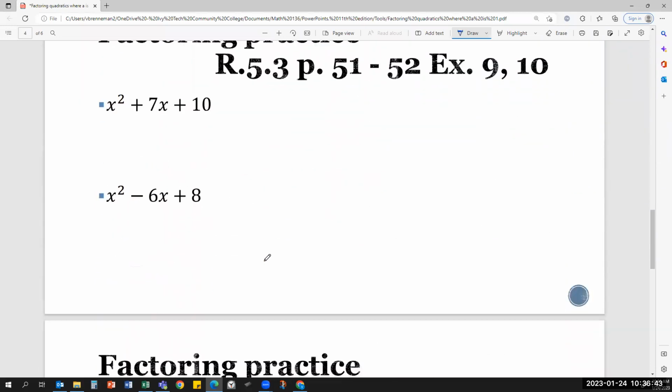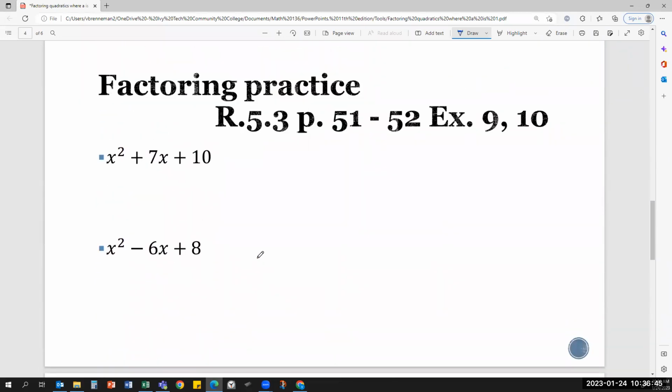So let's just look at some examples of these. x squared plus 7x plus 10. So we're looking for two factors. They're going to have x at the beginning of each, and we need to figure out what's being added or subtracted with x. Now, looking at this, the 10 is positive, so I need either two positive or two negative factors. The 7 is positive as well, so actually two positive factors.